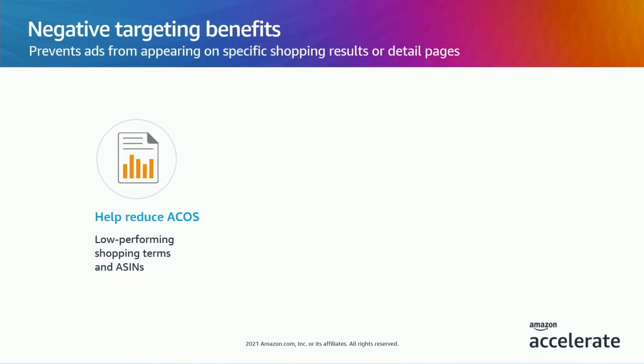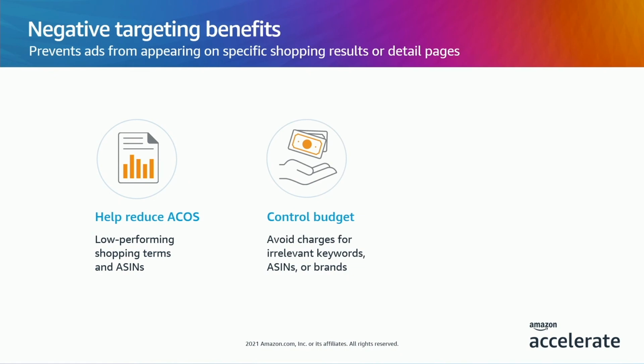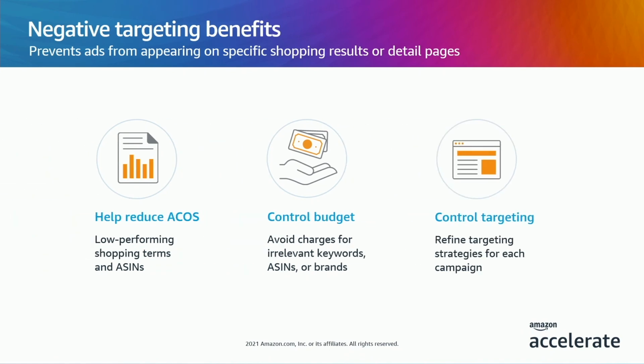Next is budget optimization. Negative targeting can help you optimize for more relevant and strategic clicks and optimize your targeting strategy and spend for each campaign. For example, for a non-branded campaign with generic keywords, you might want to use negative keywords with your own brand name. While for a cross-selling campaign with product targeting, you might want to use negative product targeting for similar brands or products. And then control targeting with placement optimization.